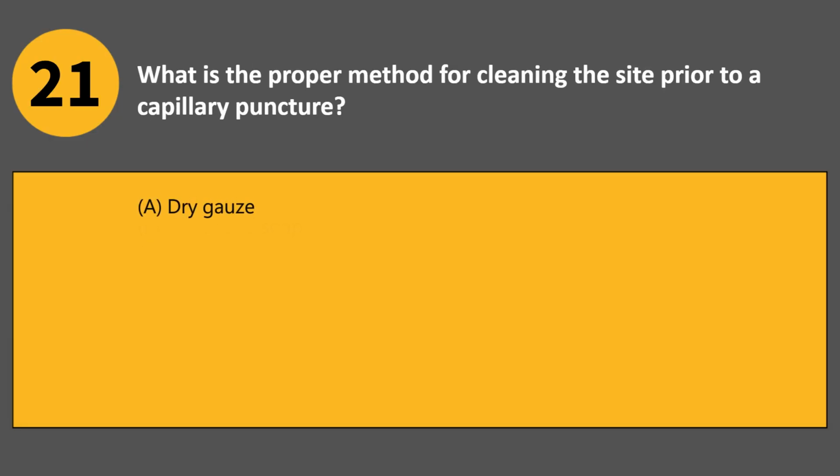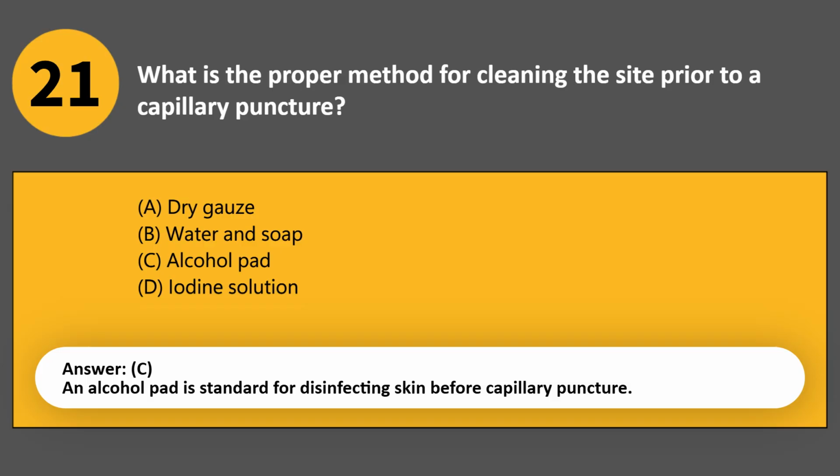What is the proper method for cleaning the site prior to a capillary puncture? A. Dry gauze. B. Water and soap. C. Alcohol pad. D. Iodine solution. Answer C. An alcohol pad is standard for disinfecting skin before capillary puncture.